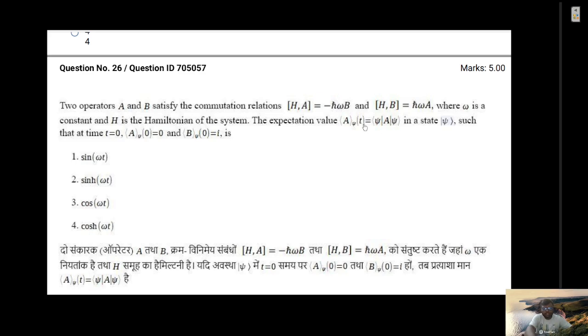So this problem is a little bit tricky one, but we'll solve it and proceed for the solution. We have to use our brain a little bit. So let us proceed for the solution. In this problem, we have two operators given, that is A and B. So we will apply Ehrenfest theorem on operator A and on operator B.